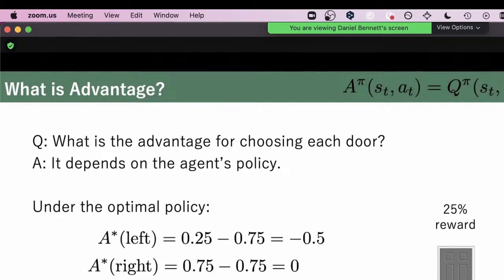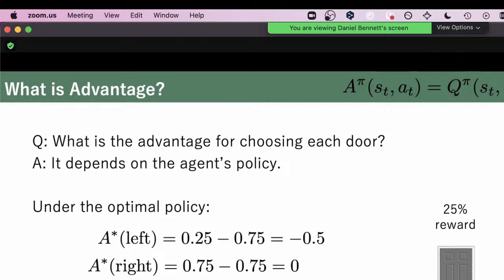then advantage is Q minus V. So if you always choose the door on the right, then you'll receive reward on 75% of trials. So the value of the state should be 0.75, assuming rewards are zeros and ones. So then the advantage of being on the left is 0.25 minus 0.75, so you have negative advantage for choosing on the left and zero advantage for choosing on the right.